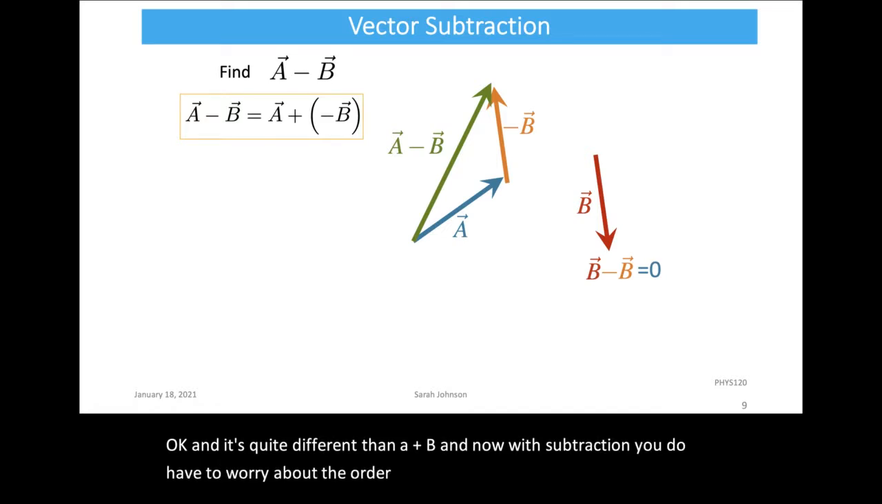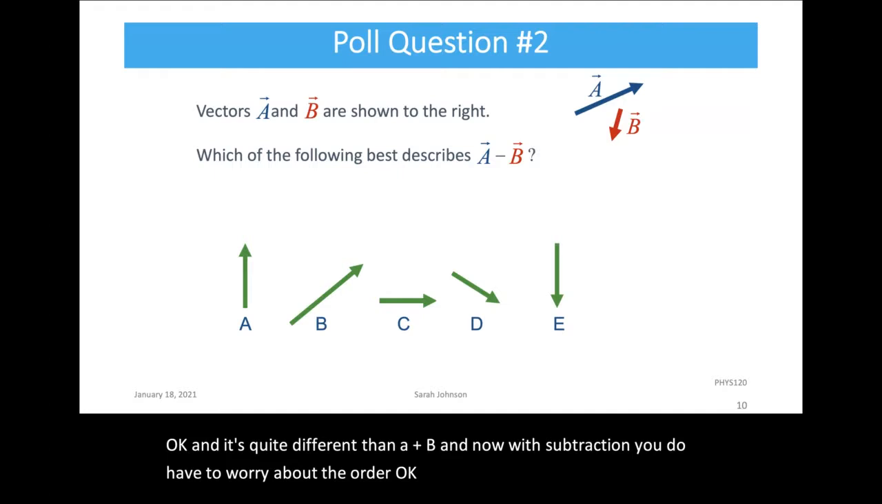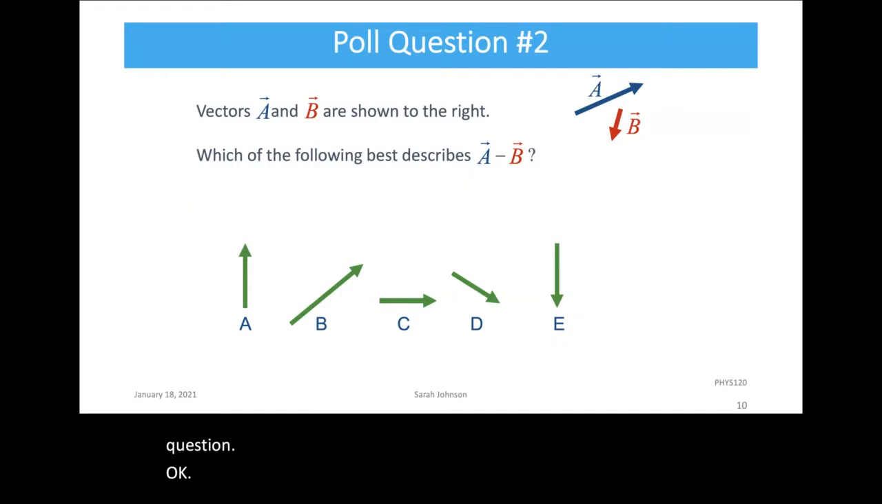Okay, so I thought we'd try another poll question. So let's do this one here. Again, we've got 5 choices: B, C, D. Okay, so we're going to start this poll.